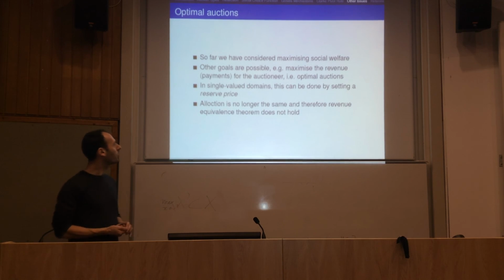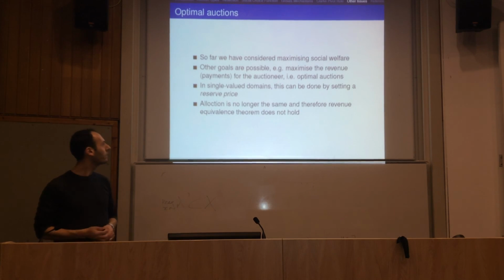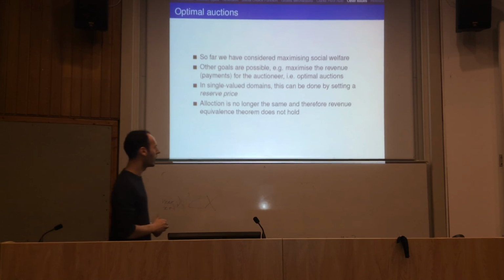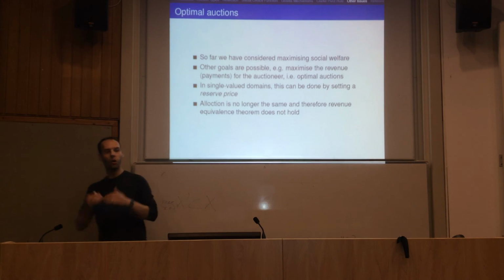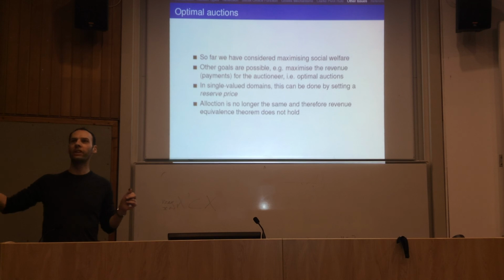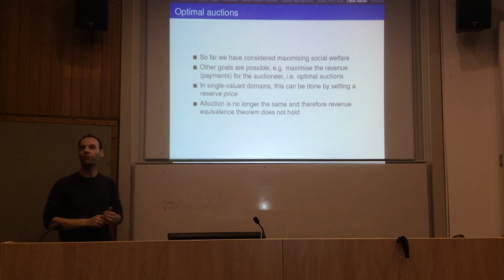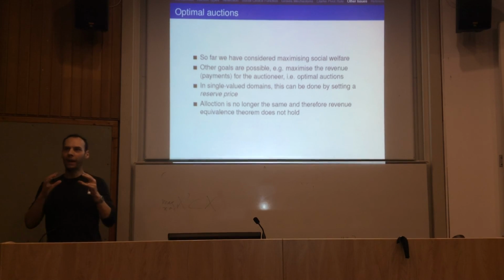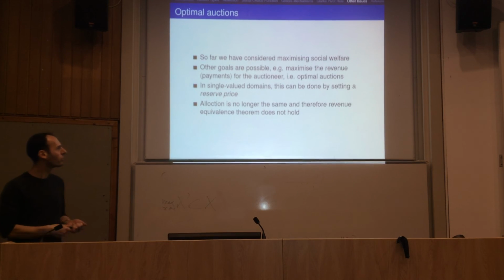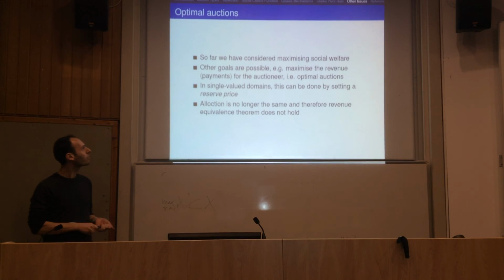Well, in simple settings, these are called single value domains, you can just simply set a reserve price, for example. I'm going to set a minimum price. I'm not going to sell below a certain minimum price. It's kind of like I'm putting a fictitious agent in the market, which has a value equal to the reserve price. And then the payment is the maximum between the reserve price and the transfers. So you can always guarantee yourself the reserve price.